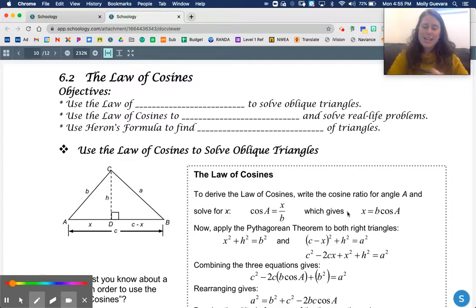Hello, welcome back. We're going to do 6.2 today, which is all about the law of cosines, okay?